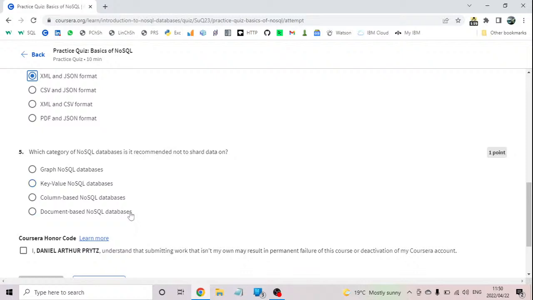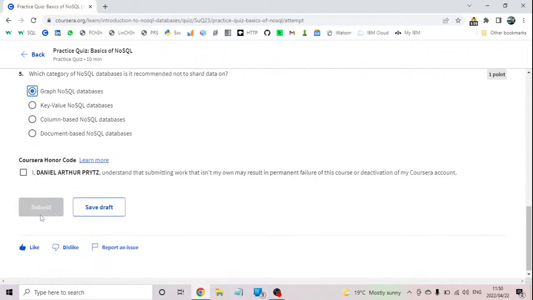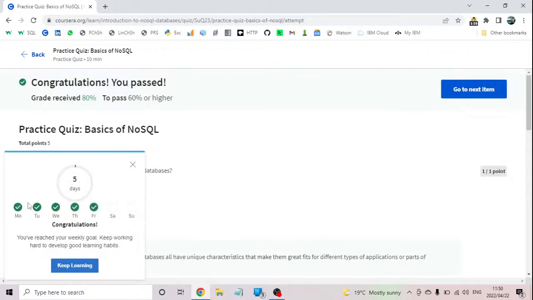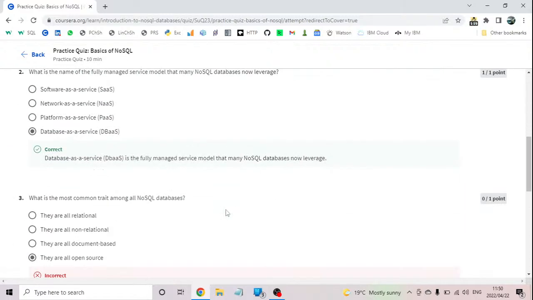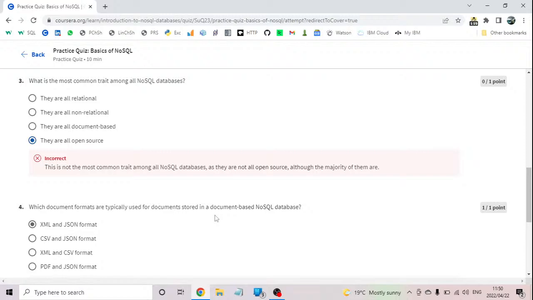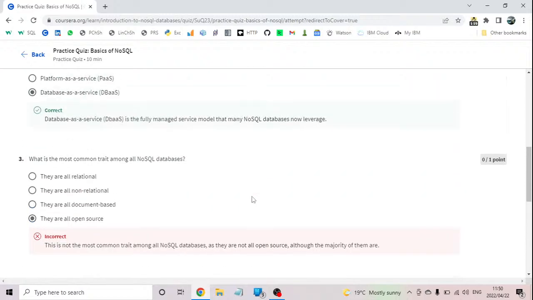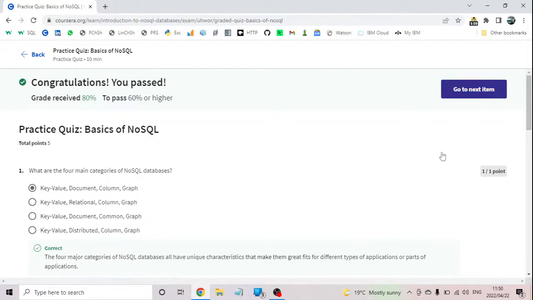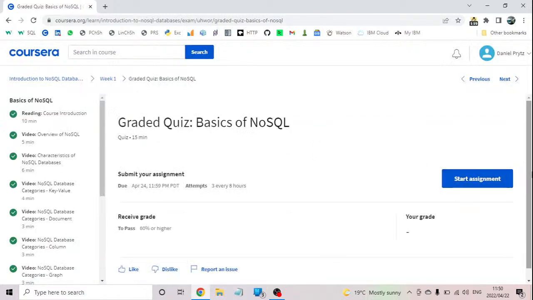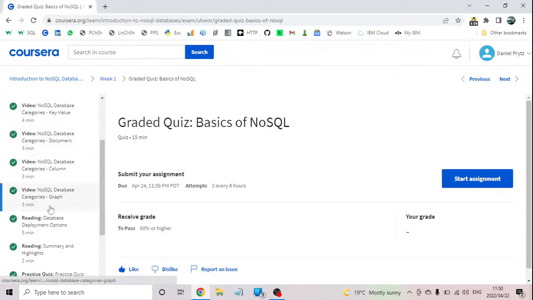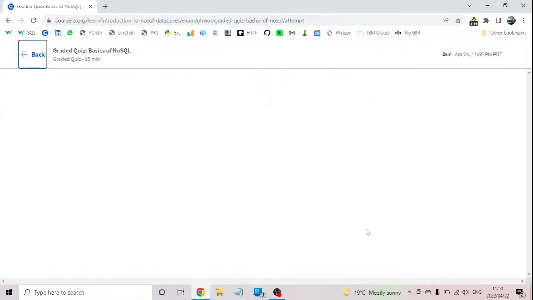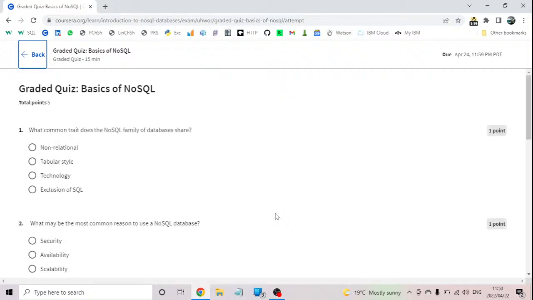It is recommended not to show data on. Probably this. Okay. Nice. Very nice. Okay, so I got one thing wrong. I suppose they are all non-relational. I mean, that also would be a thing. Okay, so we want to get it graded here. Let's do this properly. What common trait does not share? They're non-relational.